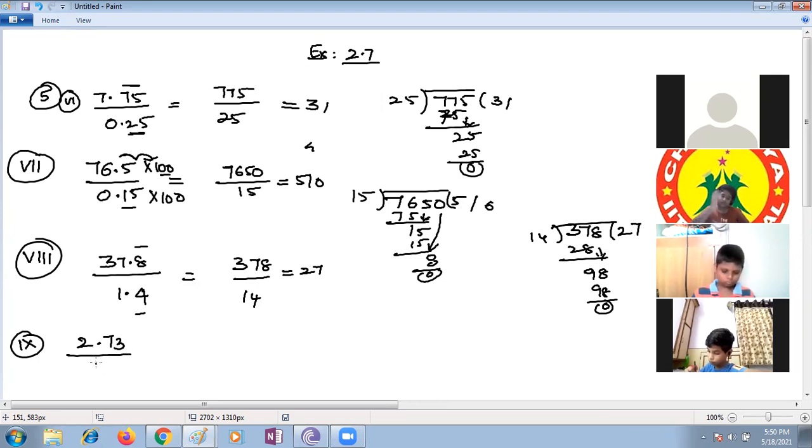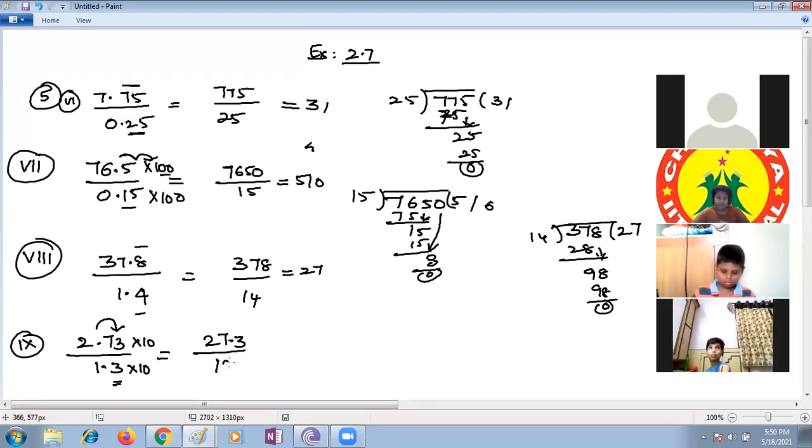2.73 divided by 1.3. In this case, we can't directly remove the decimal because the numerator and denominator have different decimal places. So we can make the denominator a whole number by multiplying by 10, because in the denominator there is only one decimal place, so we move the decimal one place.